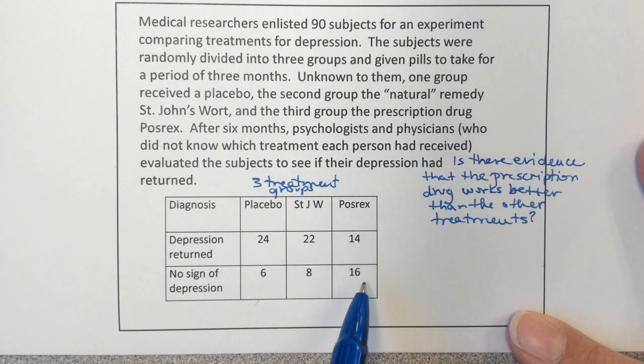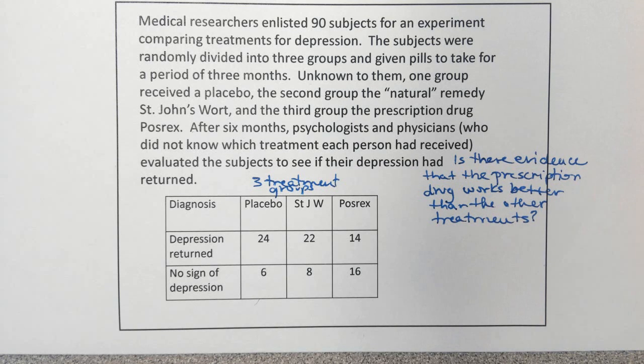Posrix group, 14 had depression return, 16 did not. And Posrix looks quite different than the other 2 groups already, just from a quick glance at the table. But we need some statistically significant evidence before we can really drive our argument home. So these are all counts. These are numbers of subjects. What we don't have yet are the expected counts, and we're going to need the expected counts.